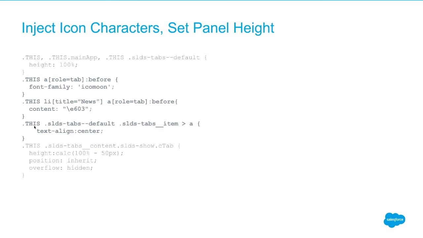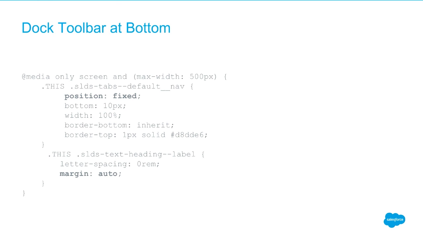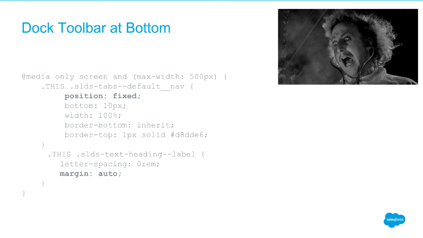And then here, on the tabs that are generated by Lightning Tab Set, I'm saying find me the tab button that has a title of news and inject this piece of content, which corresponds to an icon in my web font. And then to dock the toolbar at the bottom, this selector represents the tab bar. See here, I've made it responsive. You can include responsive directives inside of your component CSS. So below 500 pixels, I'm going to put this thing at a fixed position, 10 pixels from the bottom. And I'm going to set the spacing between all the buttons to be an equal margin. At which point you go, crazy CSS.